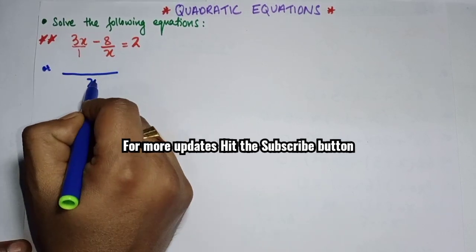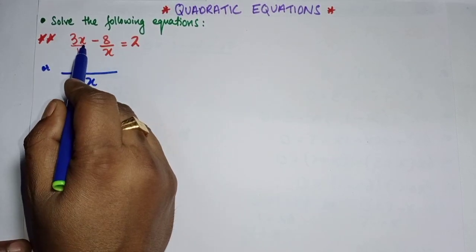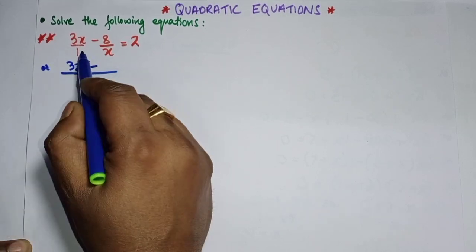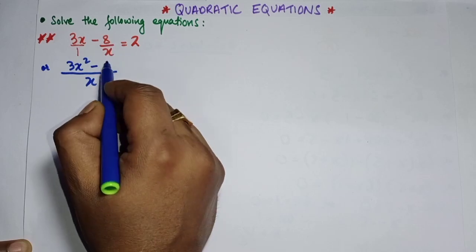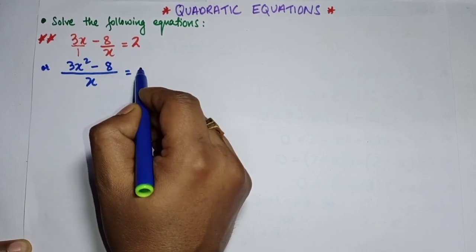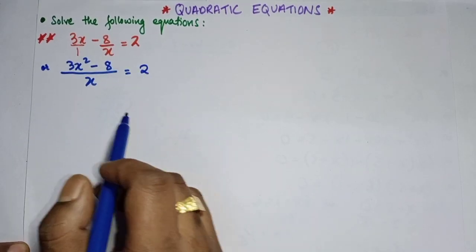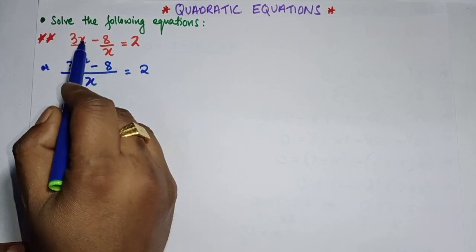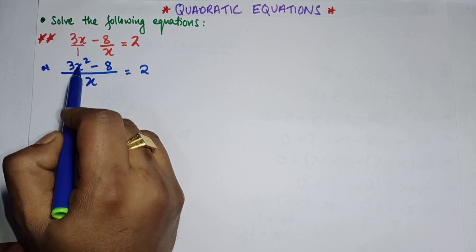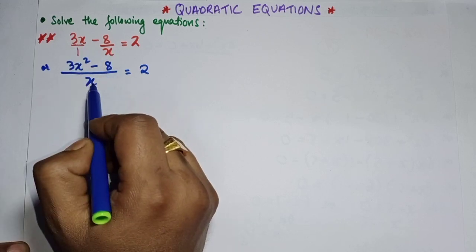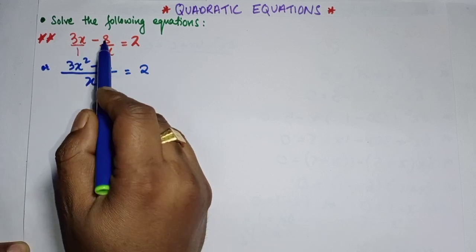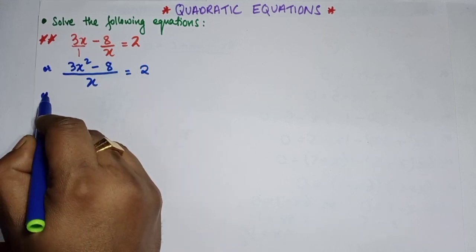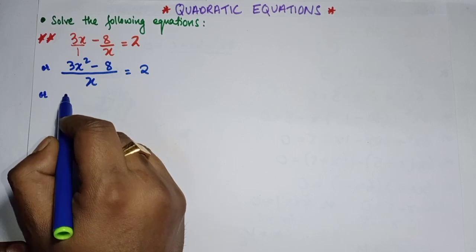So it will be x. This x will go this side. That means this will be 3x square minus 8 equals 2x. Actually, you have to divide 1 by this x, so whatever comes, you have to multiply. So x into x is x square. You divide x by this x, x is cancelled, I get 1. 1 into 8 is 8. Now I'll take this 2x to the other side, because first I have to make it in standard form.